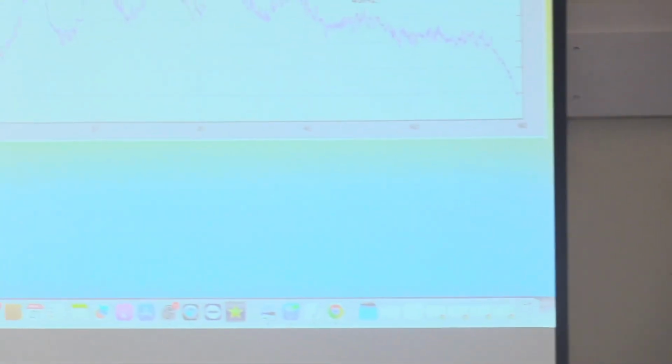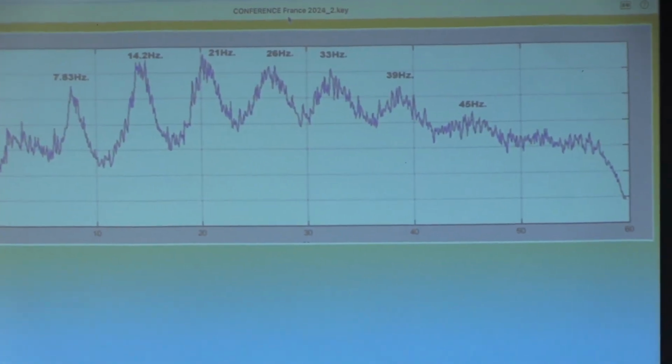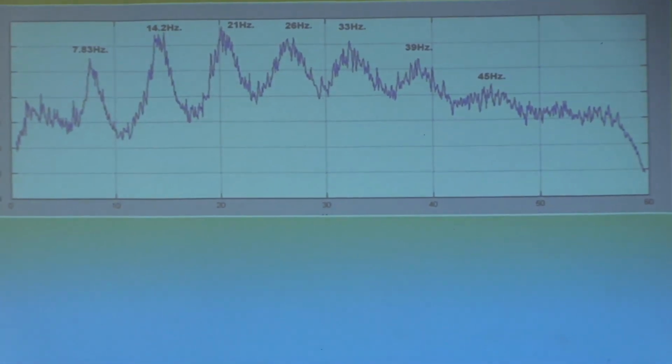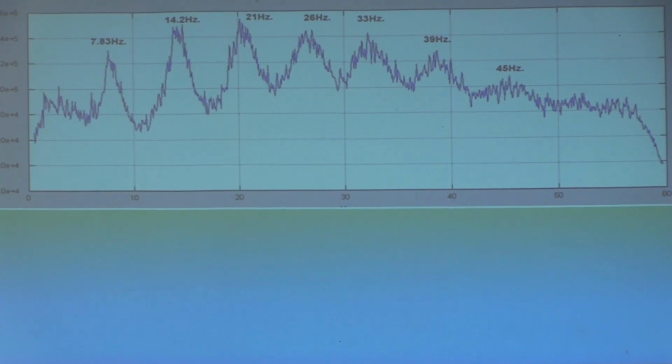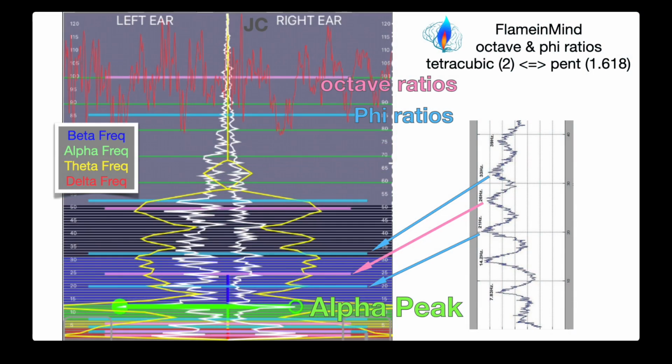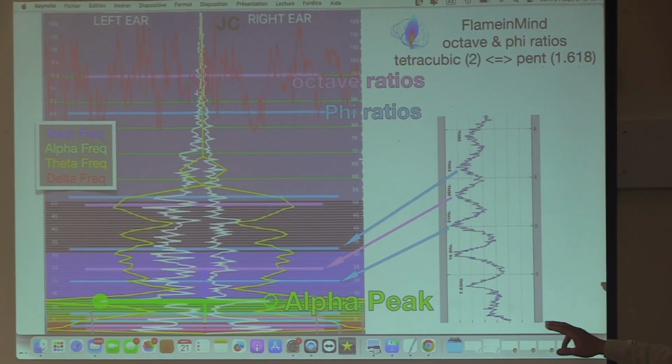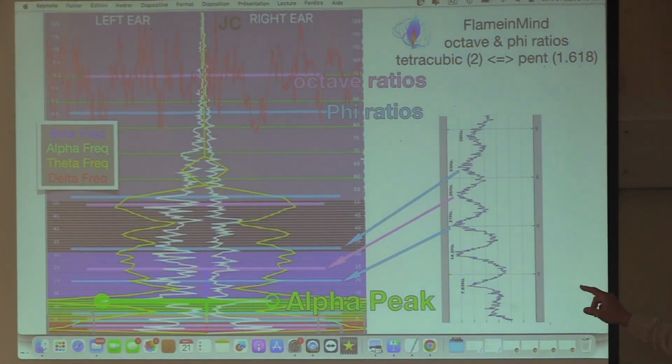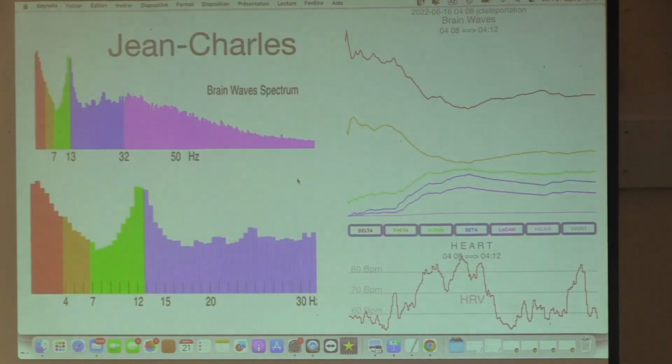So when you are looking, this is a recording of Schumann frequency, and you see there are different kinds of peaks, and these peaks are not necessarily linked to octave ratio or to fear ratio. Some of them yes, some of them no. If we compare these peaks with what we are measuring with FlameinMind, that's what we are looking for when we are making a recording of the kits. We also made a recording of Jean-Charles Moyen when he was leaving his body, making this kind of beautiful tree in the brainwave. And each time we have some frequencies which are related to the spectrum that I just showed you in Schumann frequency.